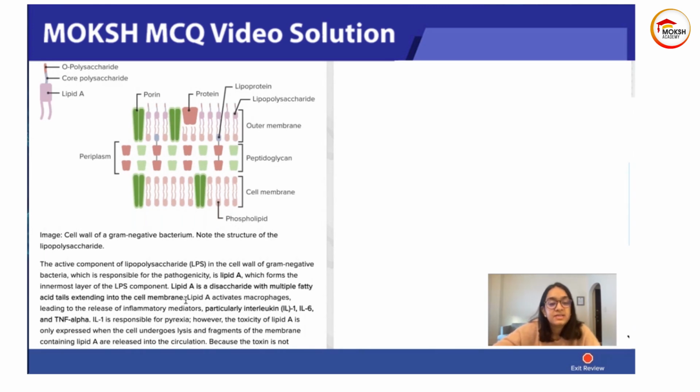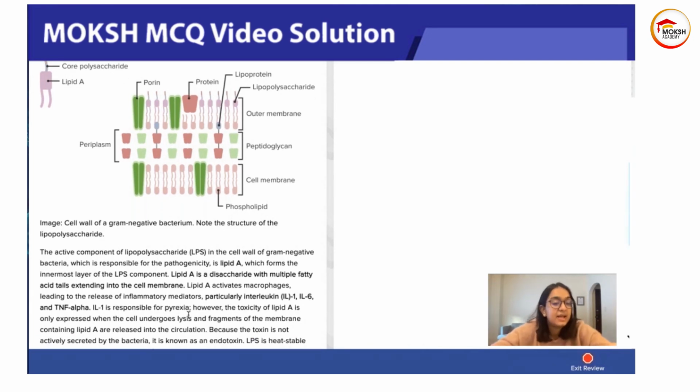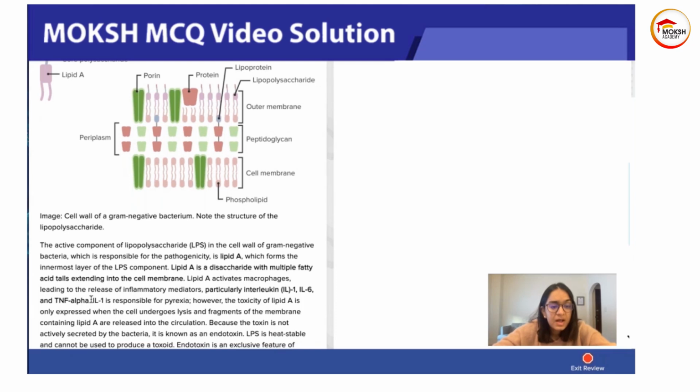It activates macrophages, leading to release of inflammatory mediators, particularly IL-1, IL-6, and TNF-alpha. So IL-1 is responsible for pyrexia or fever. You need to remember the functions of each of these interleukins. You will find this in your immunology section. So IL-1 is responsible for pyrexia.